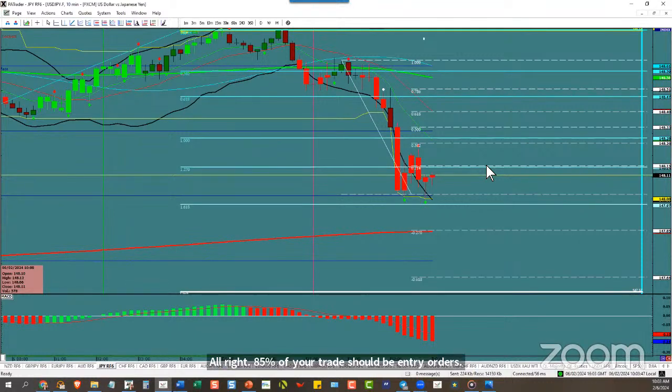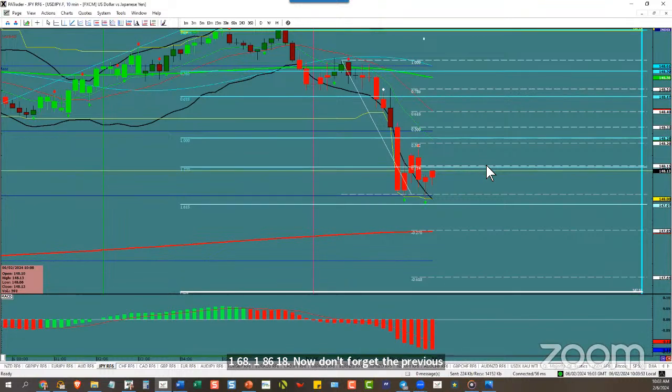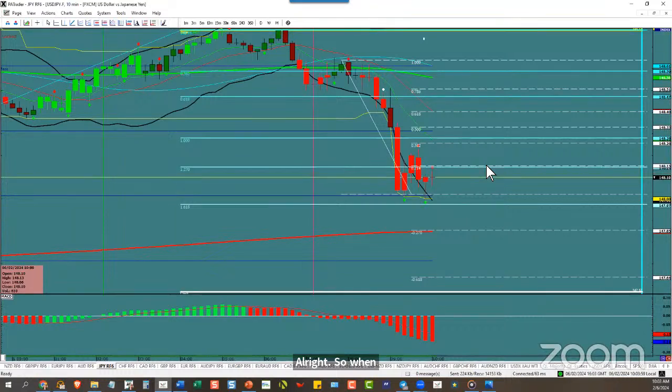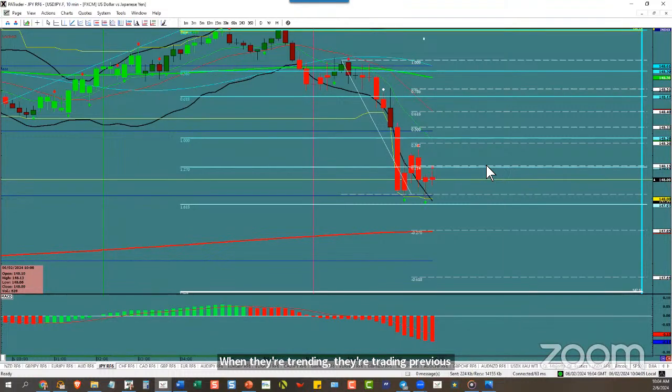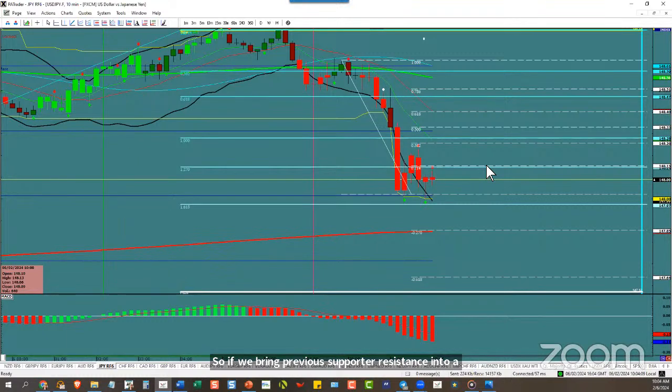168, 186.18. Now, don't forget that previous support or resistance is only important if we're trending, Chris. All right. So when we're ranging, they're trading fibs. When they're trending, they're trading previous support or resistance. So if we bring previous support or resistance into a range, we have complicated the situation. All right. So just a heads up, be aware of that.